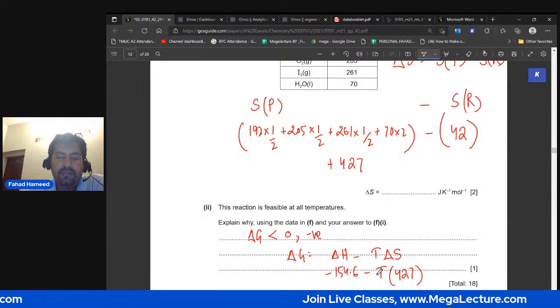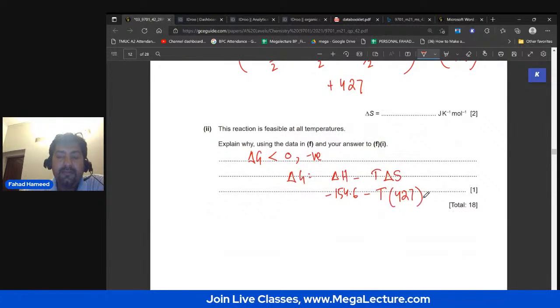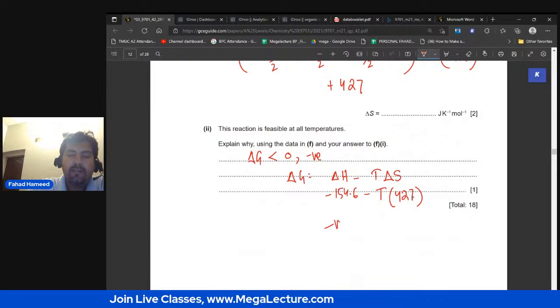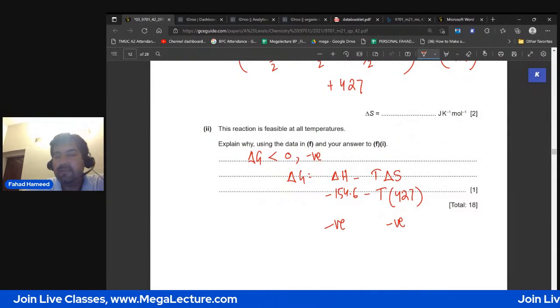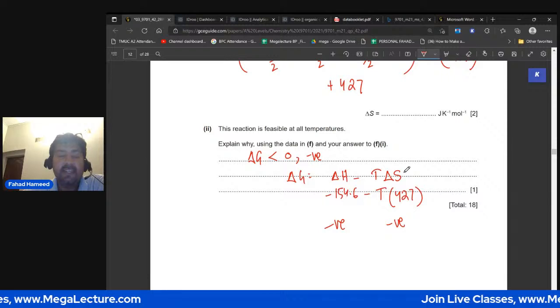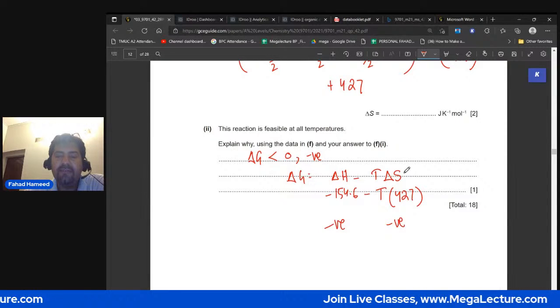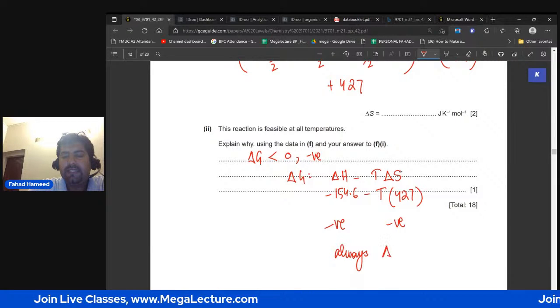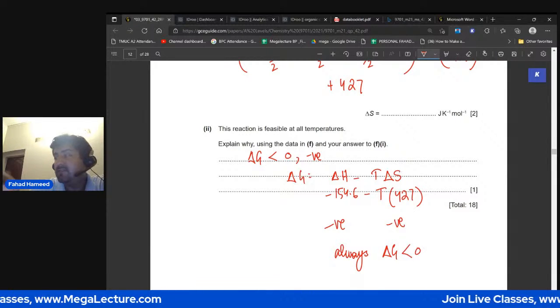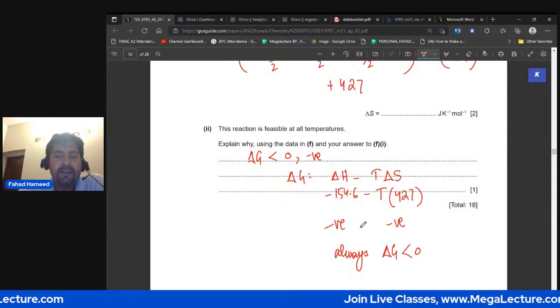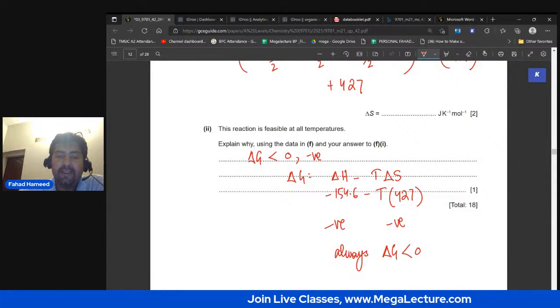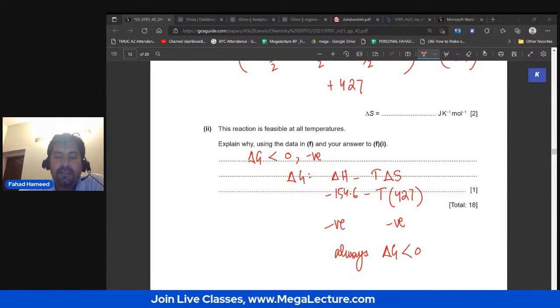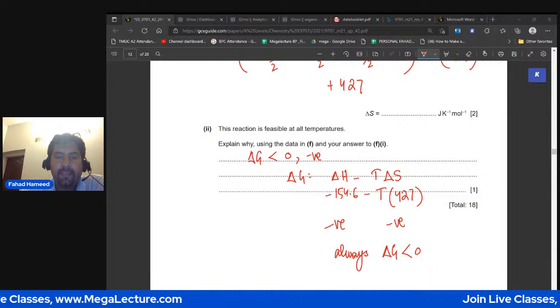So both your terms are negative. You're going to write both terms are coming out to be negative. Delta H is negative, and minus T delta S also comes out to be a negative value. Which is why it's always feasible. Delta G is always going to come out to be less than 0. There's no possibility of it coming out to be a positive value. So that's what will happen in this particular case.